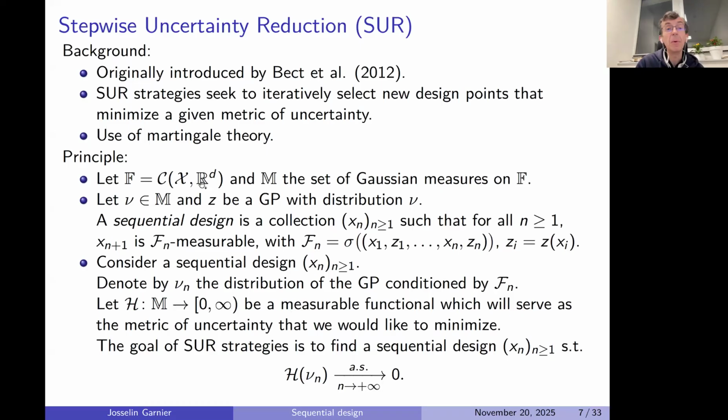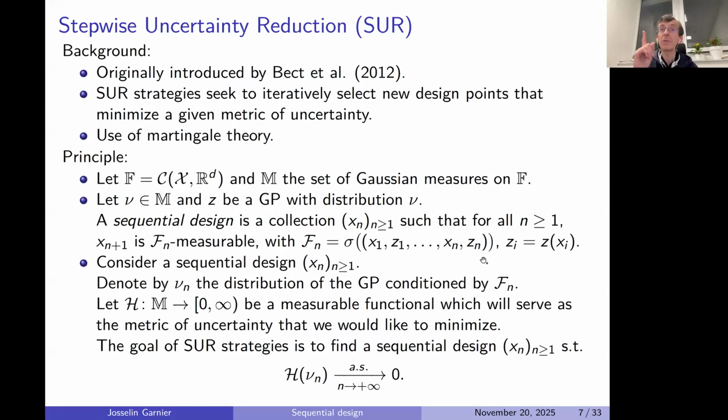We will only deal with continuous functions, and we will look at all possible Gaussian measures on the set of continuous functions. Okay? So let's consider such a Gaussian measure on the set of continuous functions, the realization of this measure, so it's a Gaussian process. A sequential design, that's a definition, will be a collection of sequential points such that for all n, x_{n+1} is F_n measurable, where F_n is the information, the sigma algebra, generated by the first n observations.